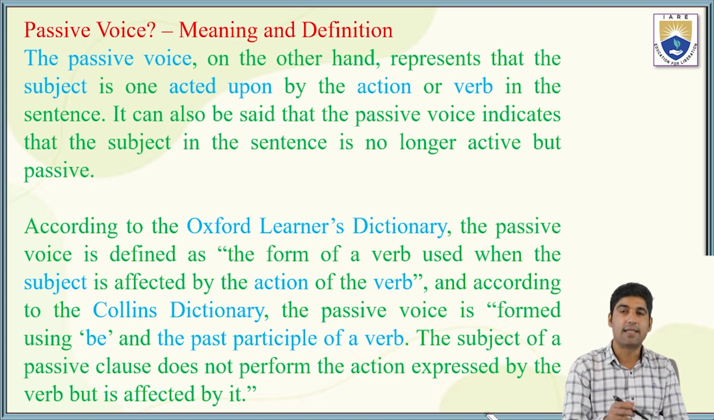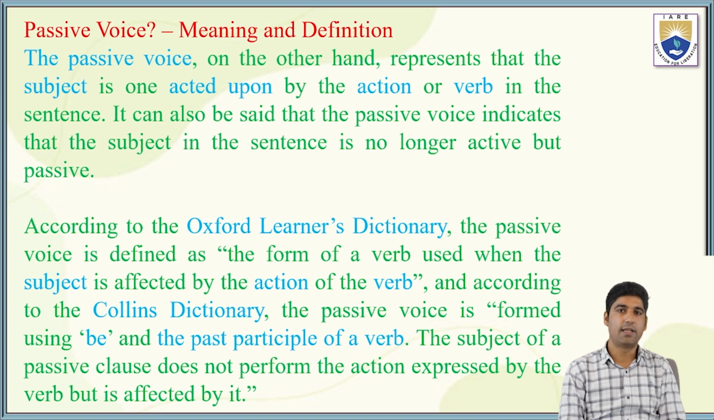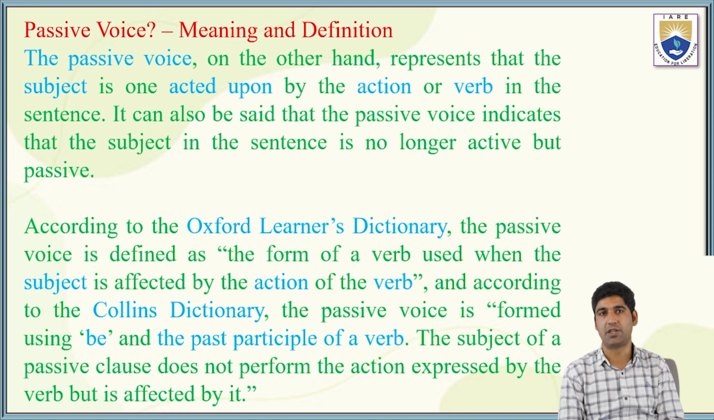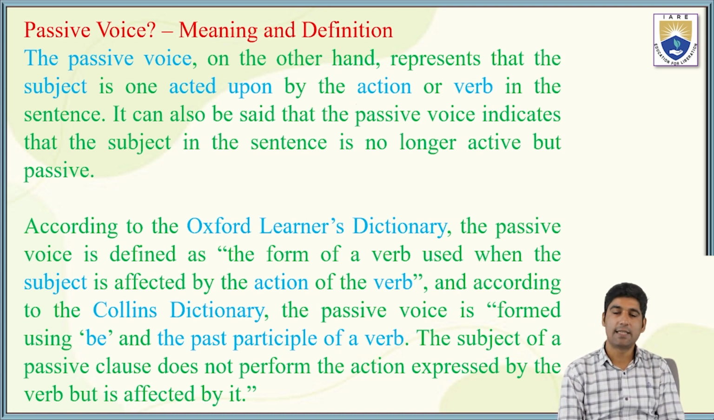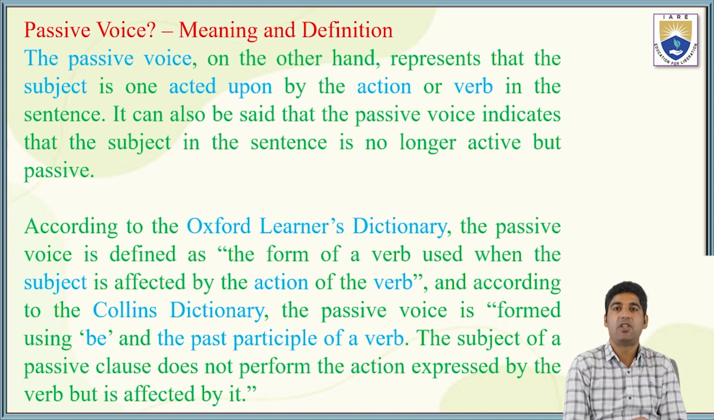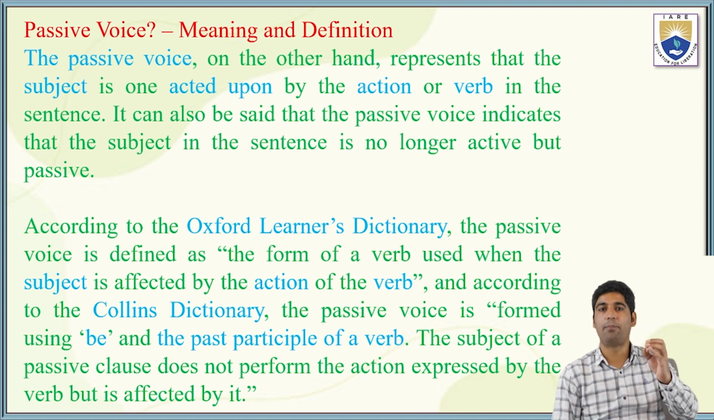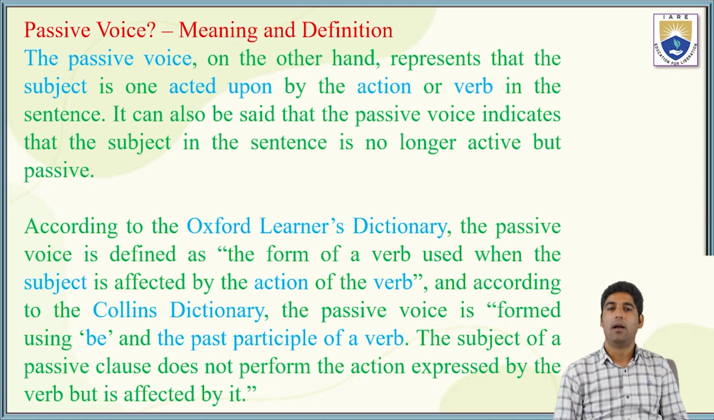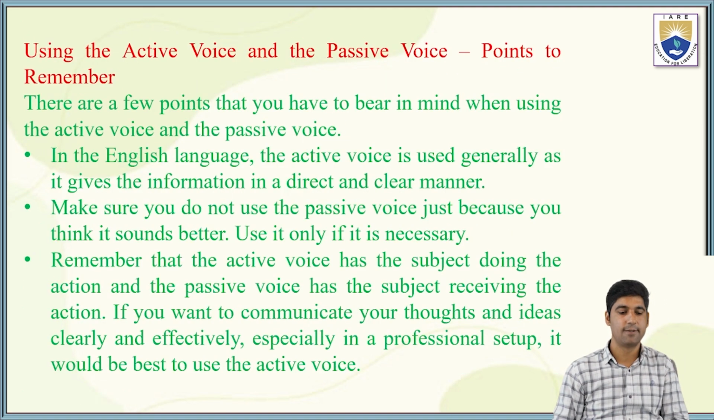So the passive voice is that voice where the subject is acted upon by the action of the verb. The subject is no longer the doer of action, but the receiver of action. Oxford Dictionary says it is the form of a verb used when the subject is affected. Passive voice is that voice where this form of verb is used in such a sense which affects the subject by the action. Collins says we make passive voice with be plus past participle, and the subject remains passive. It's affected by the action of the verb.